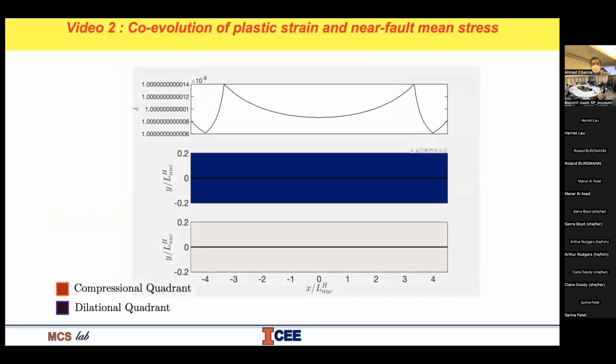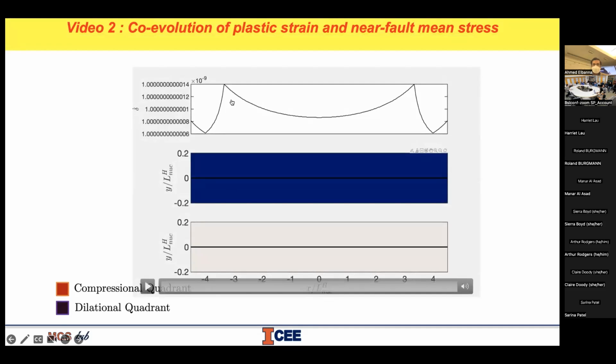is the coevolution of the plastic strain and near fault mean stress as well over cycles of earthquakes. So now I will run not only for a single rupture and the previous aseismic creep, but I will show you the evolution throughout the history. Again, this quadrant here is the slip rate, this one is the plastic strain accumulation, and this one at the end is the mean stress evolution.